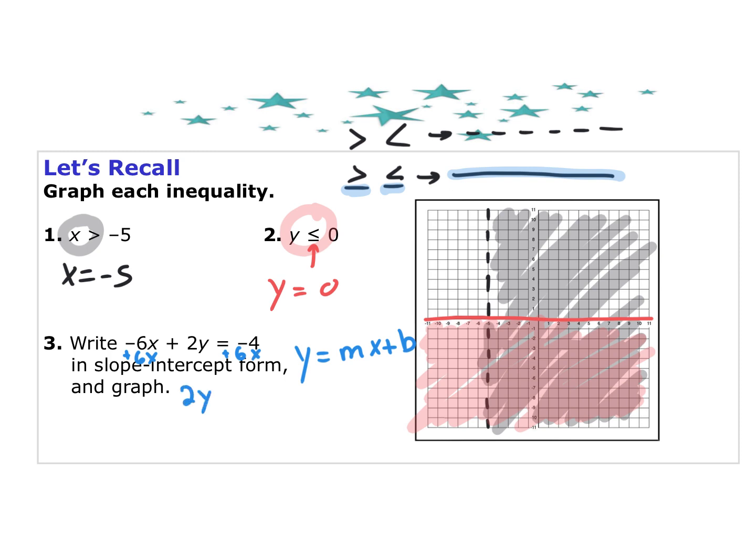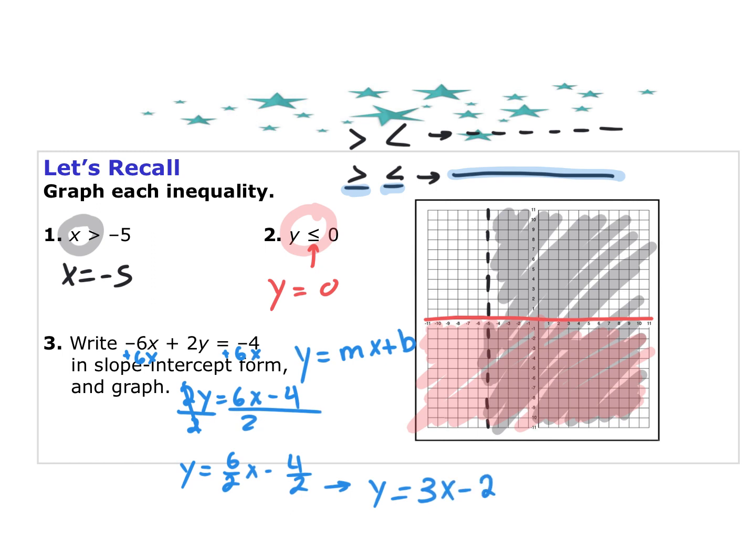To get 2y is equal to 6x minus 4. Now, we're not done because the y is not by itself. So I'm going to go ahead and divide everything by -2. So it's going to cancel out on the left to get y is equal to 6 over 2x minus 4 over 2. That's going to simplify into y is equal to 3x minus 2. Now, I'm going to go ahead and graph it.